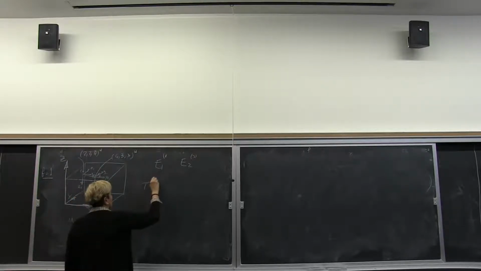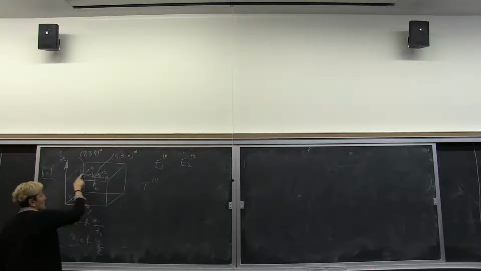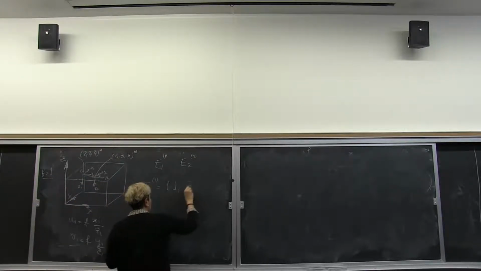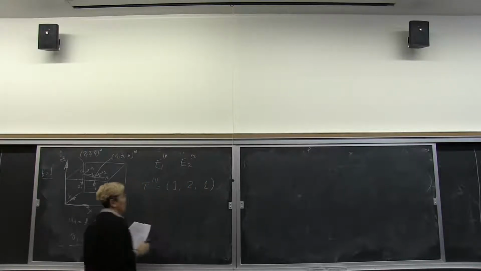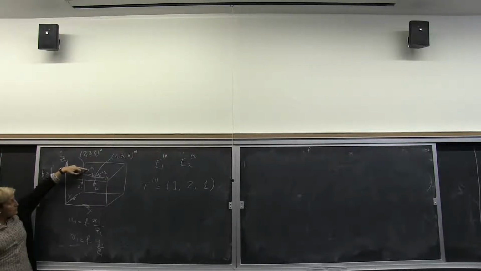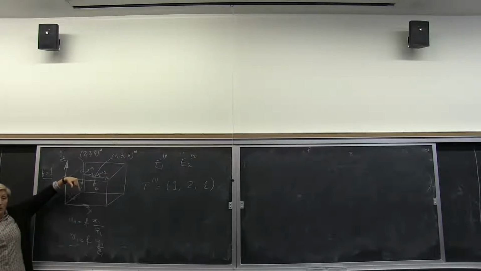So the translation from here to here, expressed in this coordinate system, is equal in this case to 1, 2, 1. I'm going 1 in the x direction, 2 in the y direction, and 1 in the z direction. Now, if this is not so easy for you to see from the figure, it takes a little while to squint your eyes and try to figure out what that is.